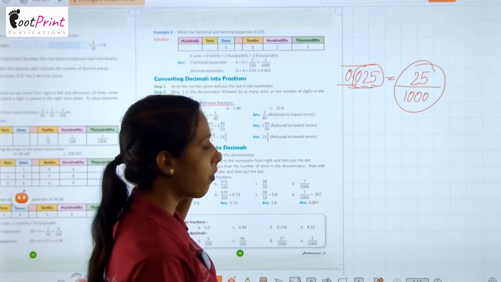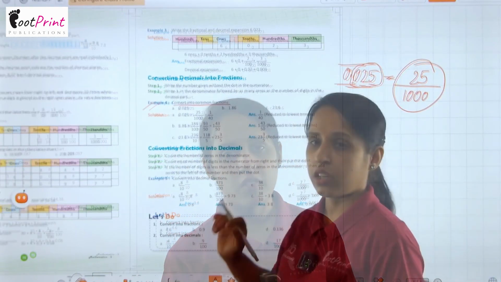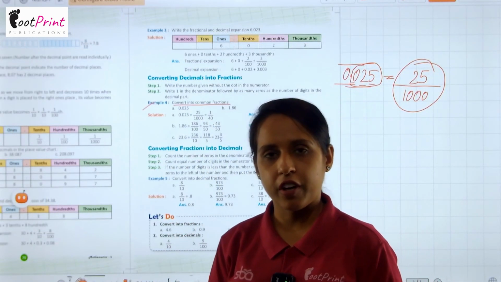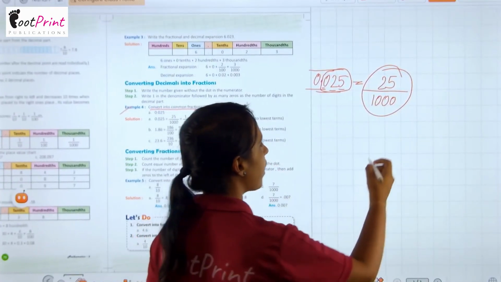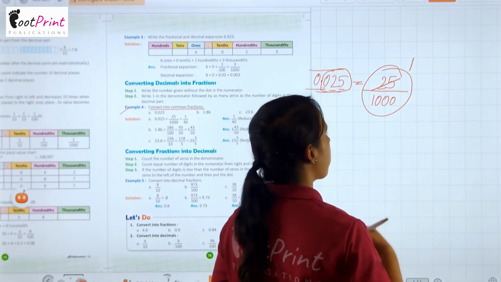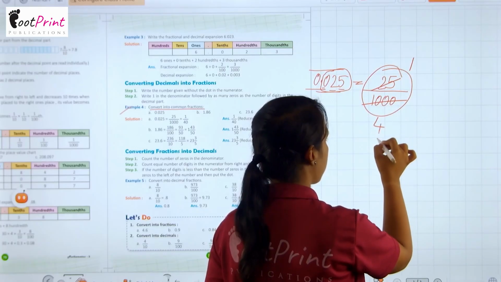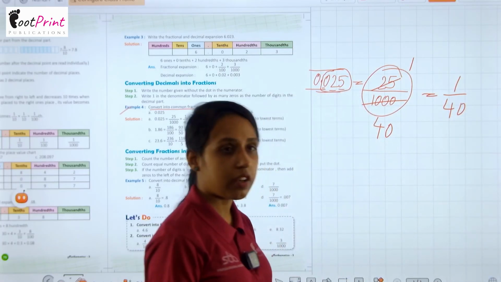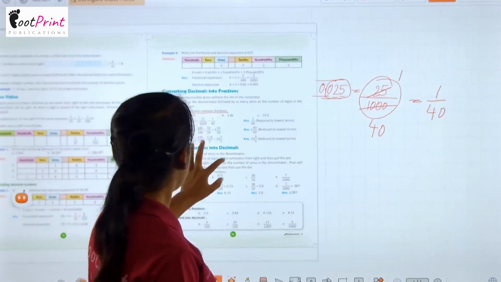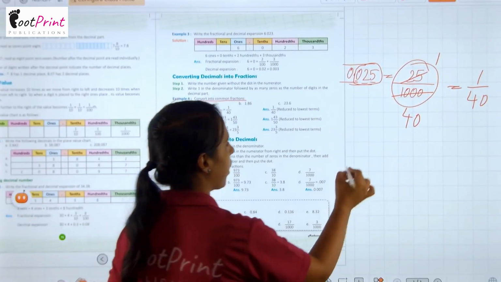Okay. Or we already learned in the previous chapter how to convert a fraction into lowest form. So we can convert it into lowest form also. 25 ones are 25, 25 fours are 100 and 0. So we get 1 upon 40. So you can write it in lowest form also. Next one is 1.86.